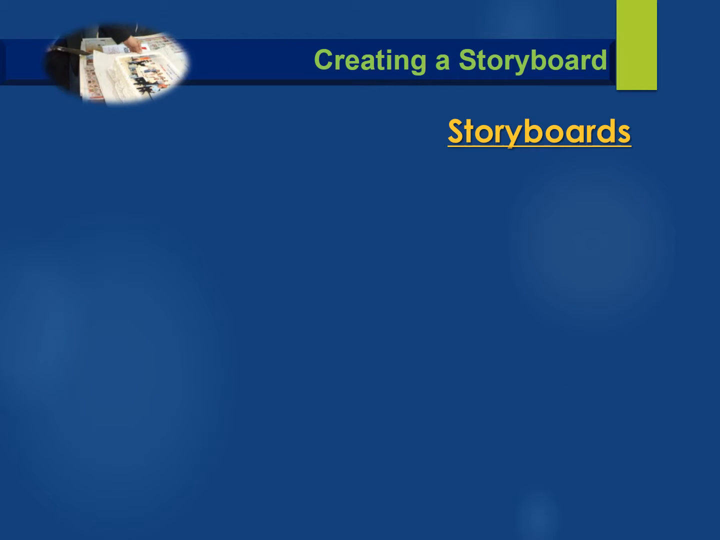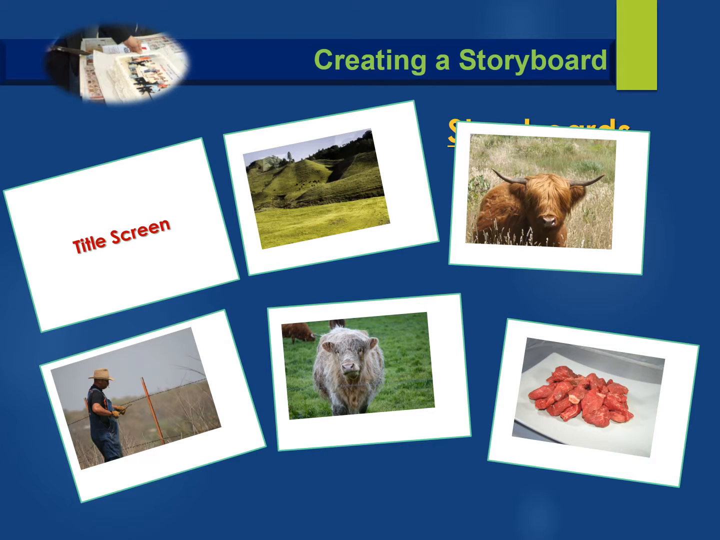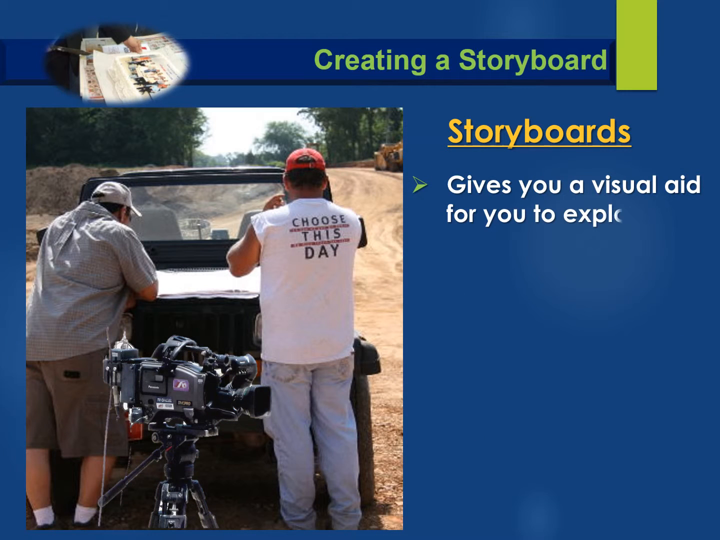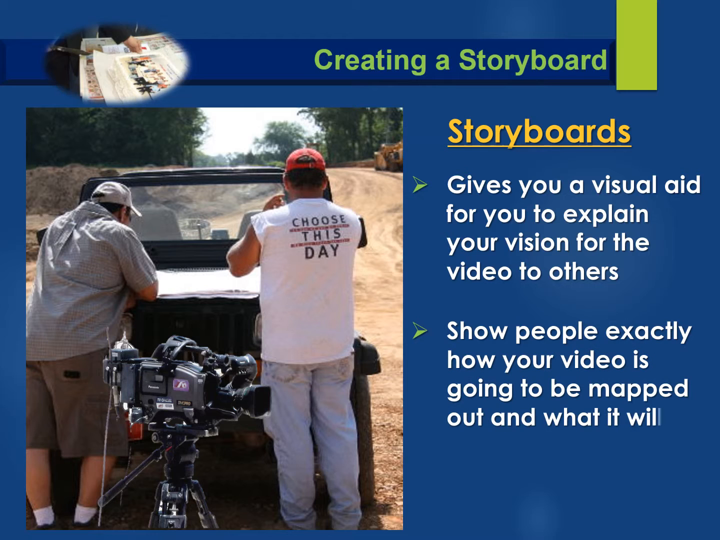One of the most important stages of planning is creating a storyboard. A storyboard is a graphic representation of how your video will play out shot by shot. A storyboard gives you a visual aid to explain your vision for the video to others. When you have a storyboard, you can show people exactly how your video is going to be mapped out and what it will look like. This makes it easier for other people to understand your idea.